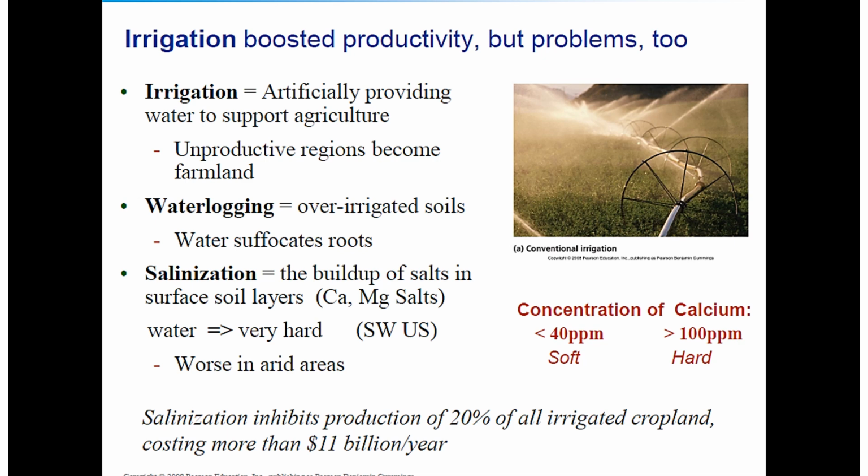So, we consider soft water to be less than 40 ppm and hard water to be more than 100 ppm. Alright, so salinization inhibits production of 20% of all irrigated cropland. So it costs more than 11 billion per year. So that is the cost of salinization.